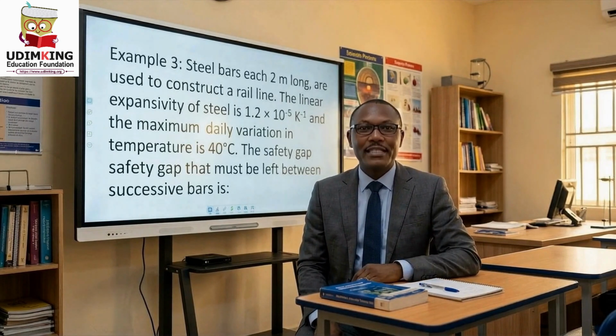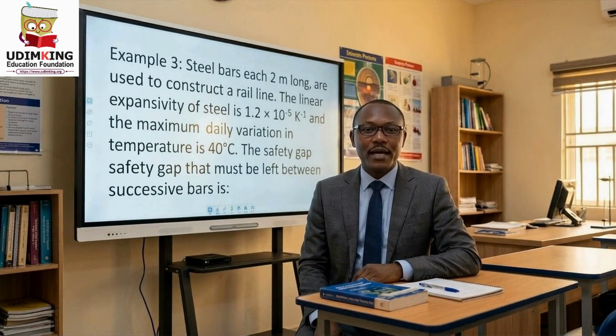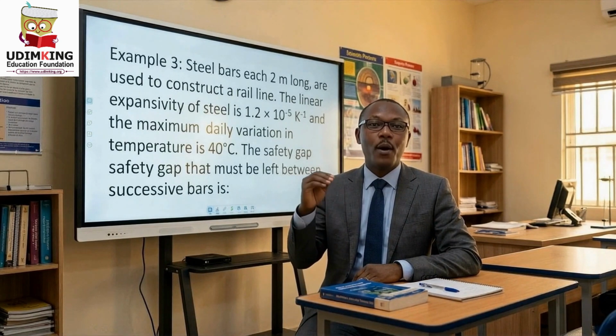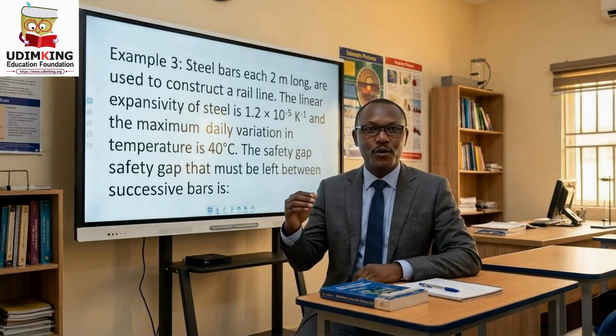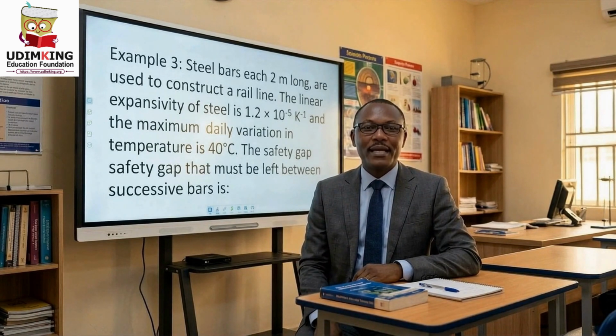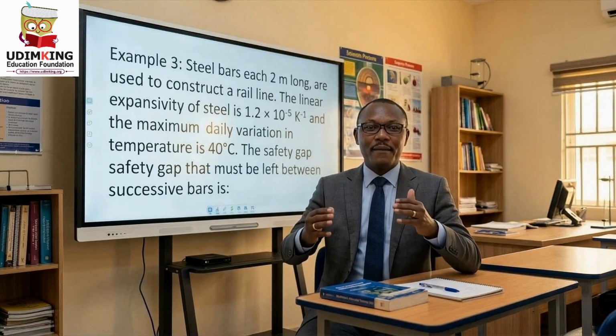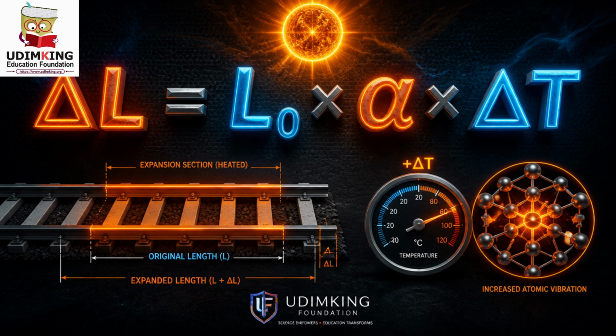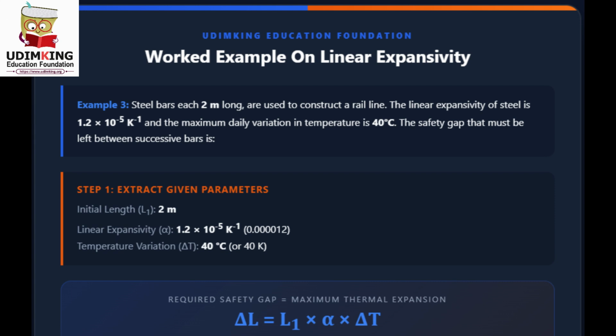Think about the physics here. When the hot sun hits the rail tracks, the steel bars will expand. If engineers don't leave a gap, the bars will push against each other and buckle, causing train derailments. So the safety gap must be equal to the maximum possible change in length, delta L, of a single steel bar. Let's bring back our trusted formula. Delta L equals the initial length multiplied by alpha multiplied by the change in temperature. Let's substitute our known parameters.